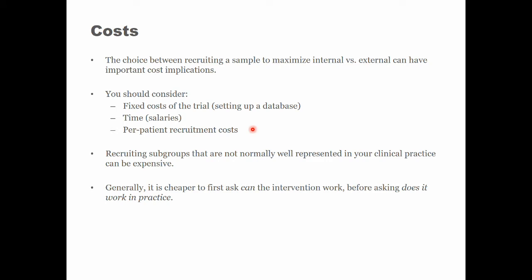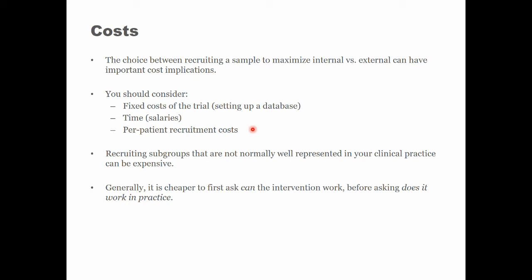So this choice between recruiting a sample to either, we can imagine that we're trying to maximize internal validity or trying to maximize external validity. And this is going to have cost implications. And so if we think about how a budget works for a clinical trial, we have certain fixed costs, like setting up a database, for example. But we also know that the longer a trial goes, the more expensive it'll get because we have salaries, which is often one of the most expensive things of the trial. We have per patient recruitment costs. We have per patient treatment costs.